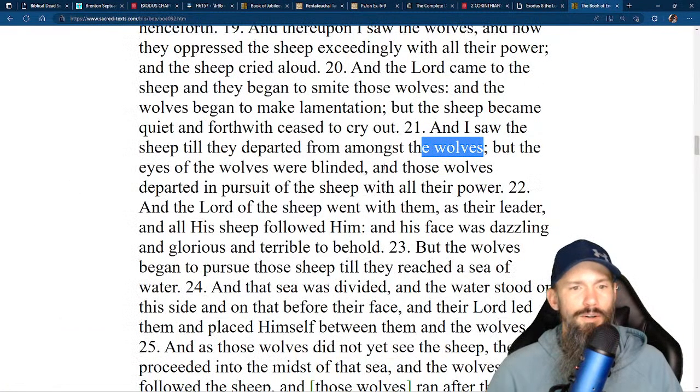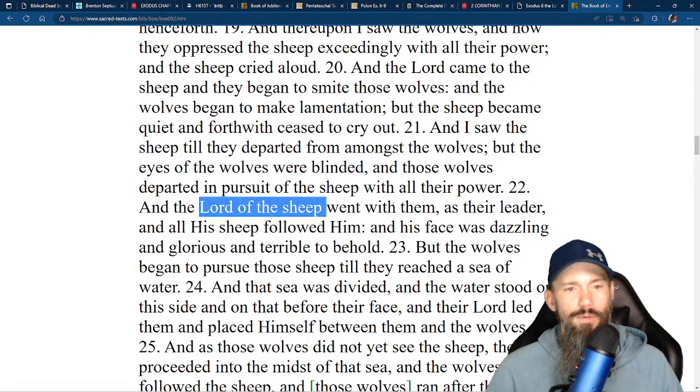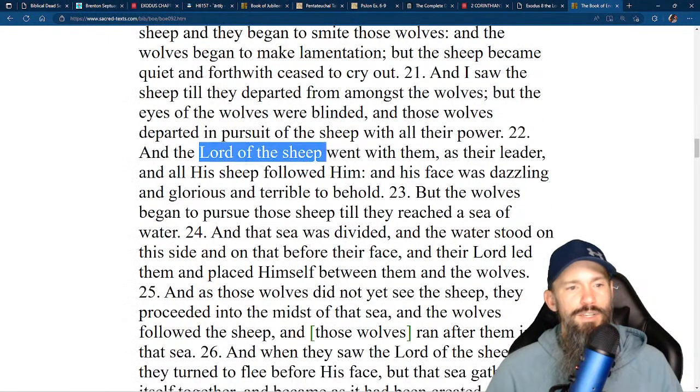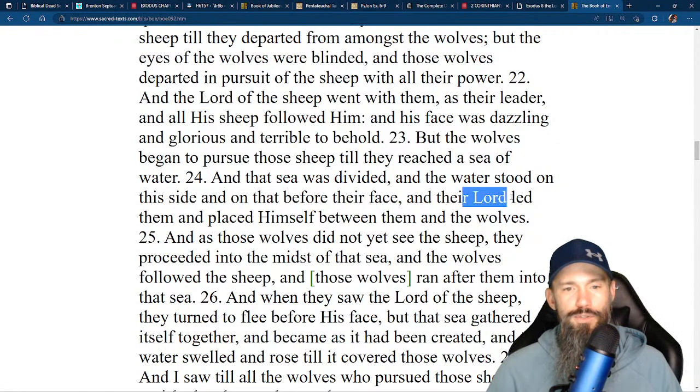So you got here, the wolves were blinded, and those wolves departed in pursuit of them. And the Lord of the sheep went with them as their leader, and all his sheep followed him, and his face was dazzling and glorious and terrible to behold. Who's the Lord of the sheep? But the wolves began to pursue those sheep till they reached a sea of water, and that sea was divided, and the water stood on this side and on that before their face, and Yahuwah led them and placed himself between them and the wolves, or Yahusha.